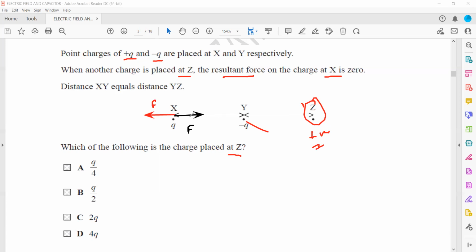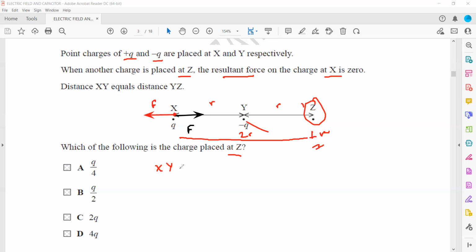So what will be the force between X and Y? How will we work it out? If we say the distance between X and Y is R, and since they mentioned XY and YZ are the same, between X and Z it will be 2R. We don't want to change the force, so the charge at Y is pulling the charge Q at X, and the charge at Z is pushing the charge at X.